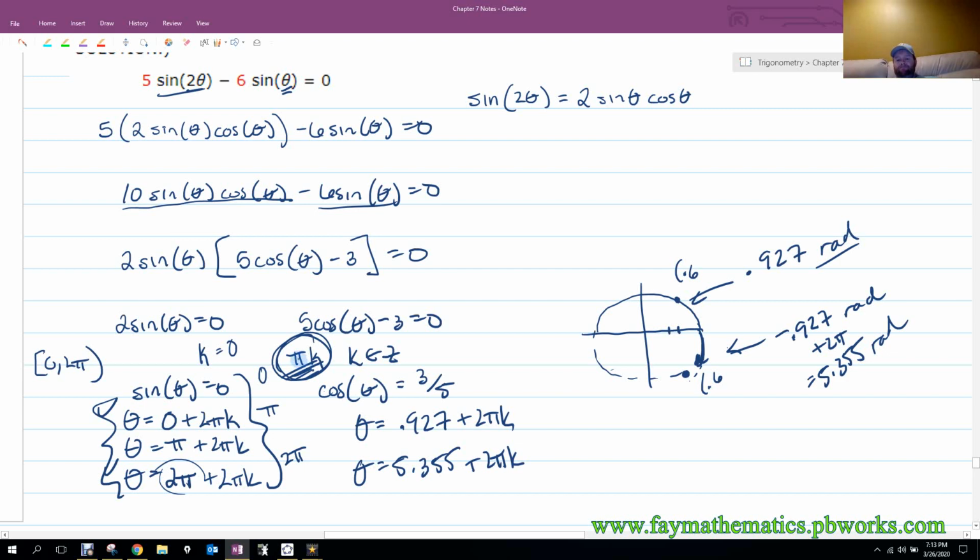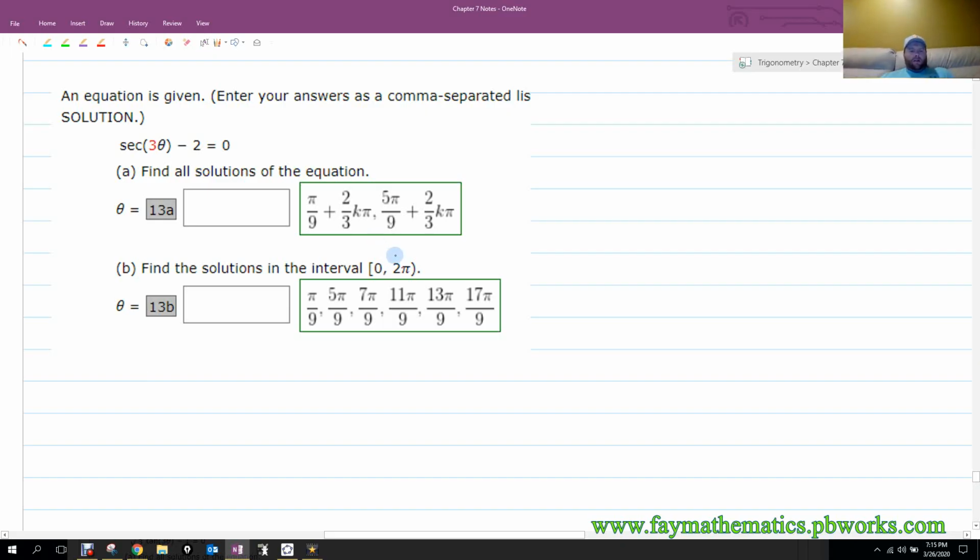Let me pull up another one here in a moment. All right, so taking a look at this one here, you see in this case it is a multiple angle situation. So I'm going to just kind of isolate that secant of 3 theta, which is then going to give me obviously 2.